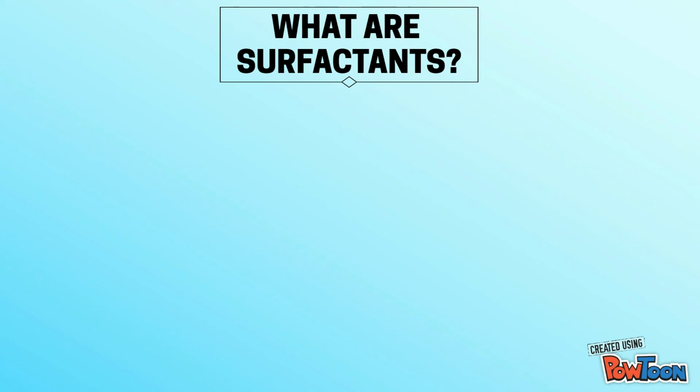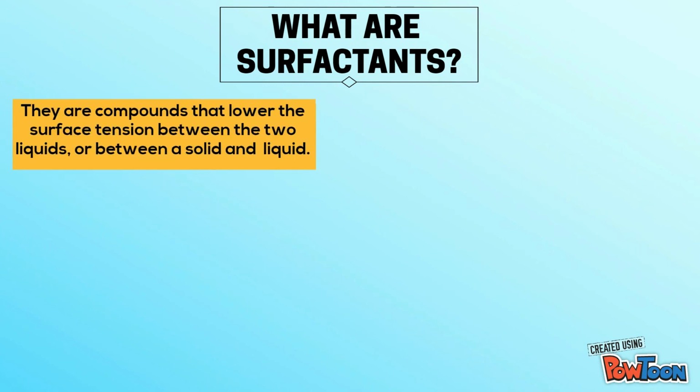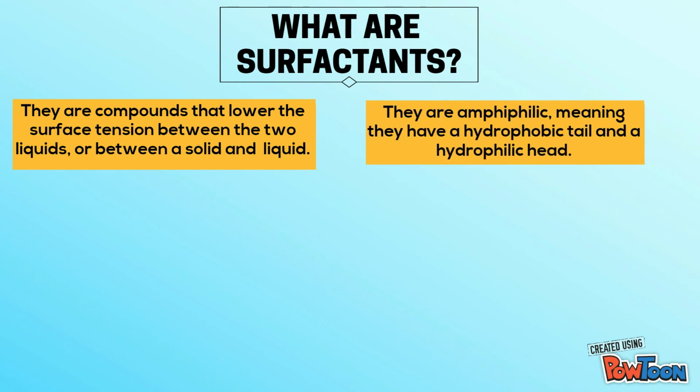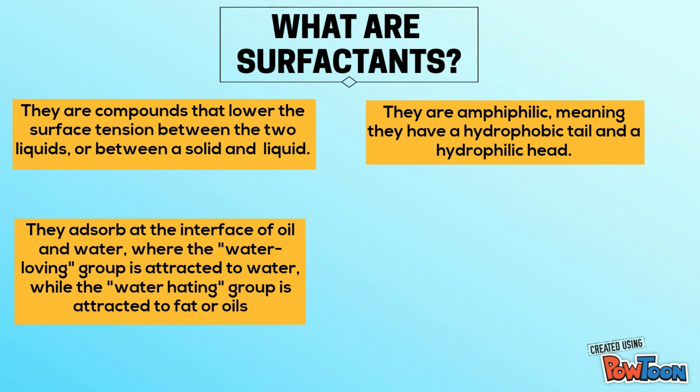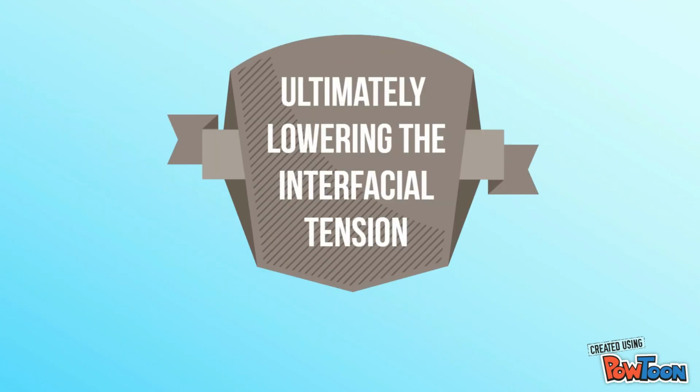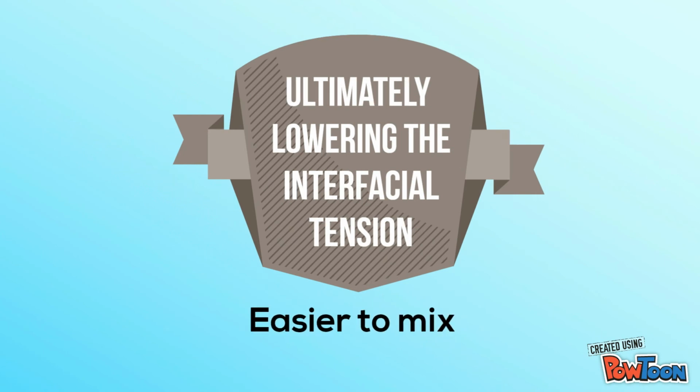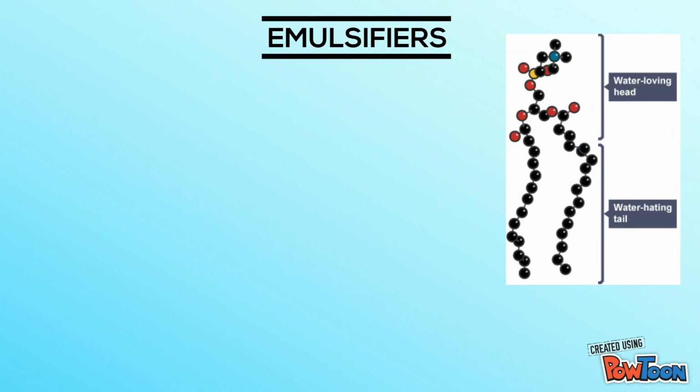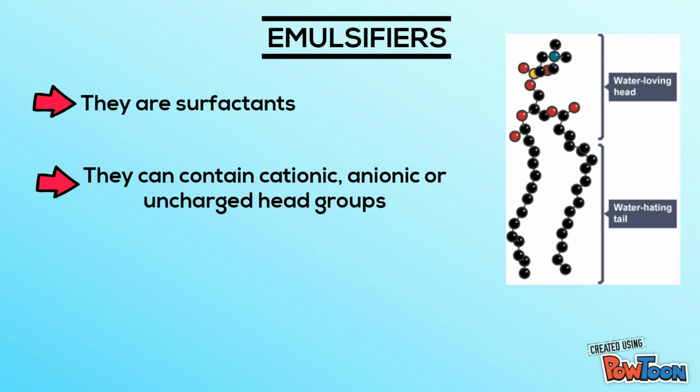What are surfactants? They are compounds that lower the surface tension between two phases. They are amphiphilic, meaning they have a hydrophobic tail and a hydrophilic head. The water-loving group is attracted to water, while the water-hating group is attracted to lipids, ultimately lowering the interfacial tension, thus easier to mix. Emulsifiers are surfactants. They contain charged and uncharged head groups.